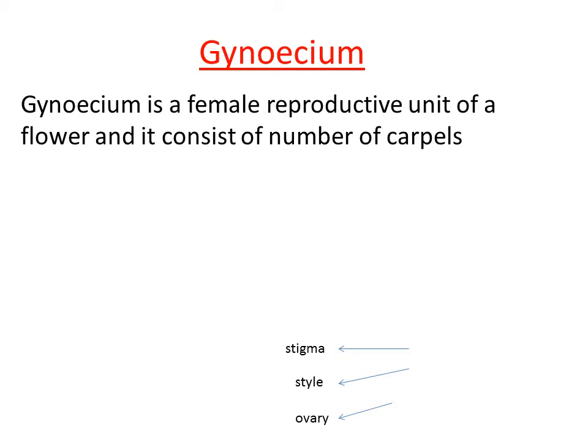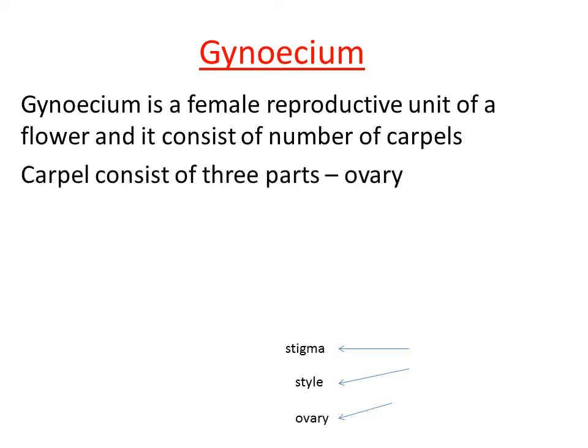They form a gynoecium in the flower. Each carpel in the flower consists of three main parts. The basal part of the carpel is called the ovary, and the ovary is connected with a long tube-like structure called the style, and the style ends with a swollen part called the stigma, right? So these are the three different parts of the carpel. Stigma is usually the tip of the style, and the style is an elongated tube-like structure that connects with the swollen base called the ovary.